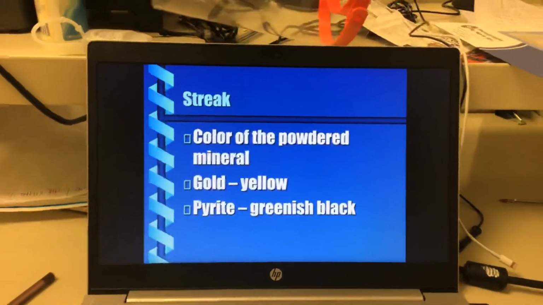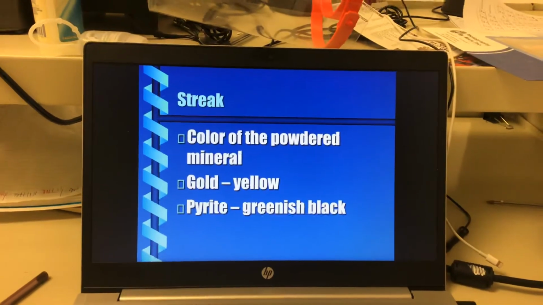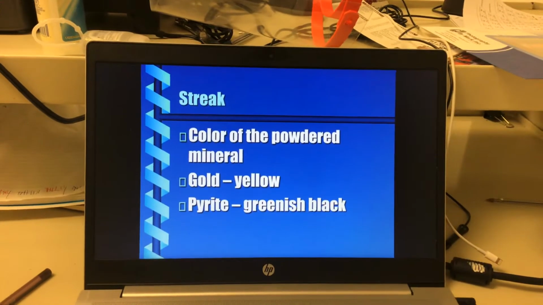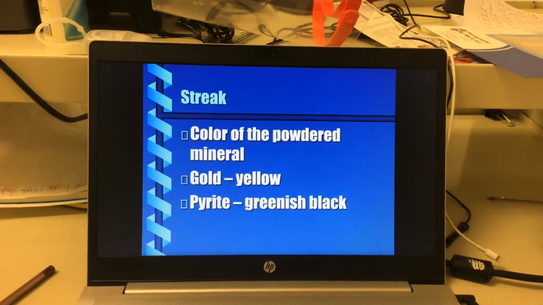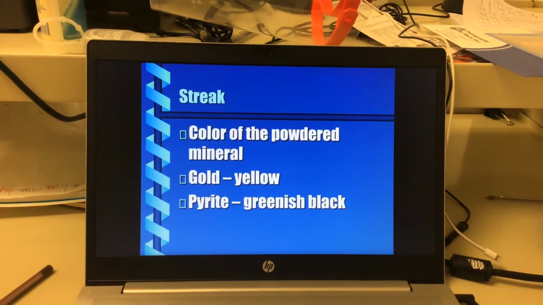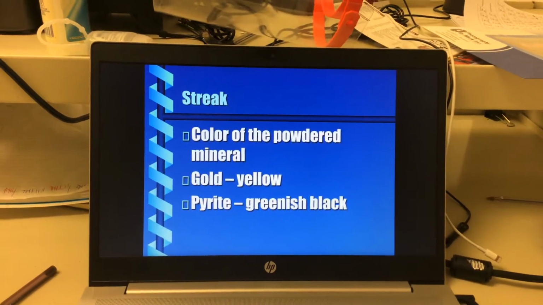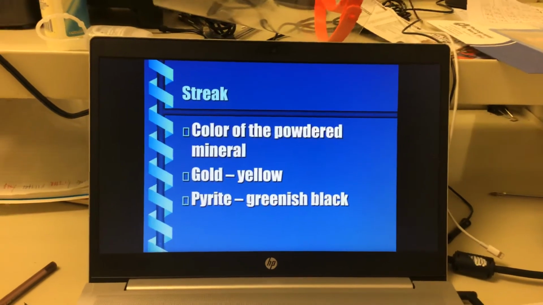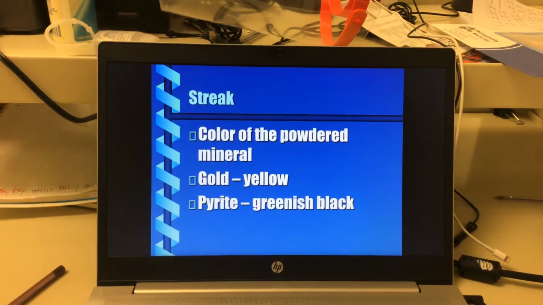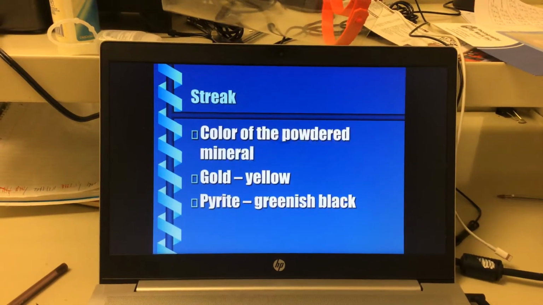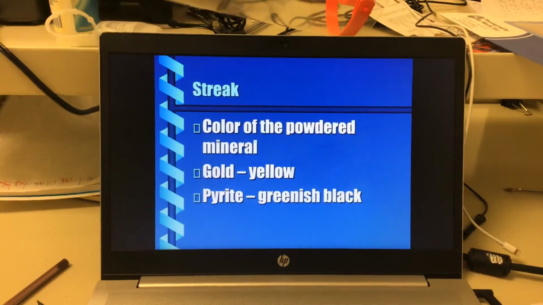Streak. Just put the first bullet, the color of the powdered mineral. So if I grind up the mineral, or I rub it on something hard and it powders, what color is that powder? Sometimes it's the same as it was before. Gold looks yellow. When you find the streak of gold, it's the same. There are others that may be white in color, and when you find the streak, it's gray or a darker color. So sometimes the streak is different than the actual color.